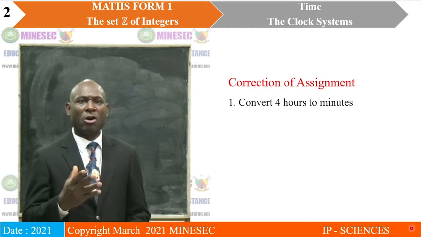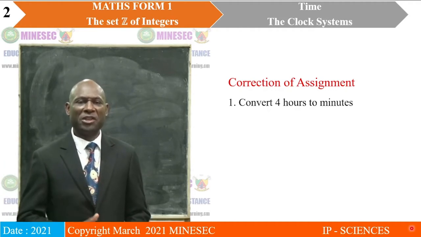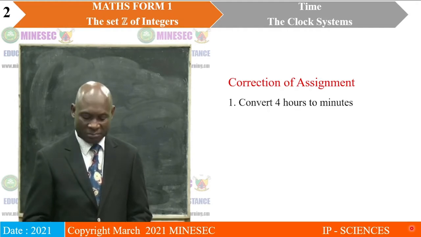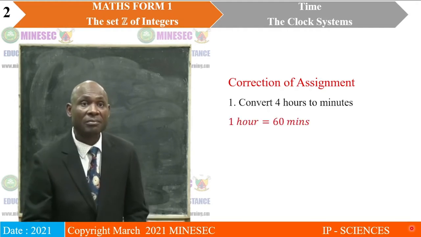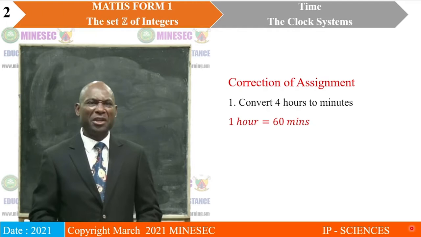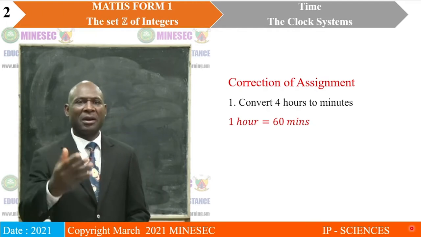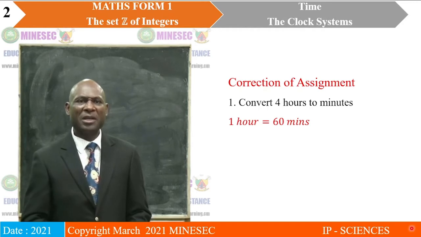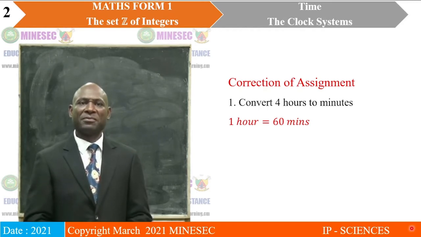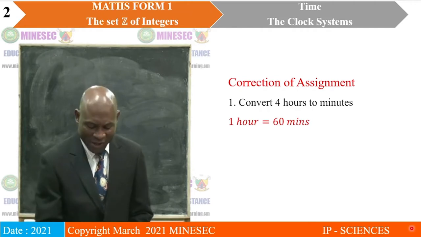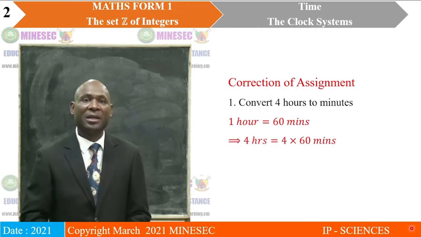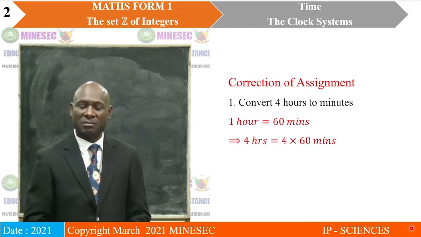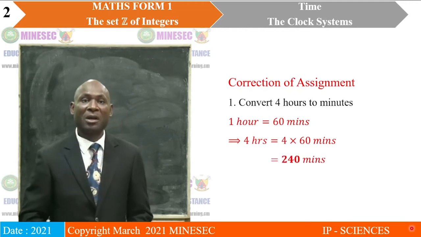1. Convert four hours to minutes. We know that in 1 hour, there are 60 minutes. So to get the number of minutes in 4 hours, we simply multiply 4 by 60, giving us 240 minutes.